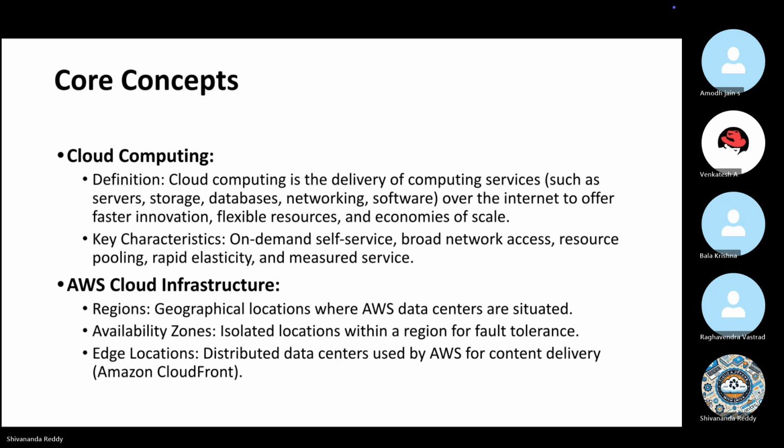So region is very big. Availability zone is a small component in the region. Then edge locations are very small components in the availability zones. Like this you can treat them. But anyway, we can elaborate that in the next class as well.